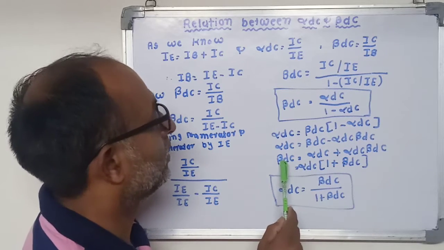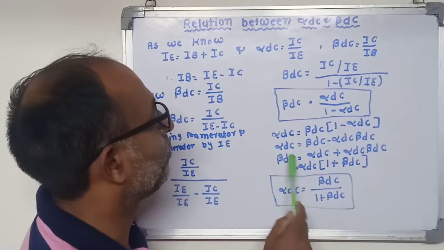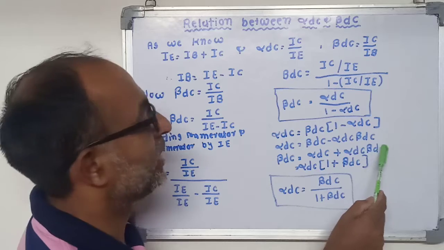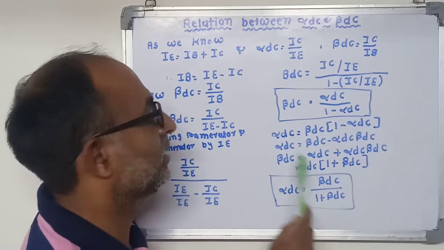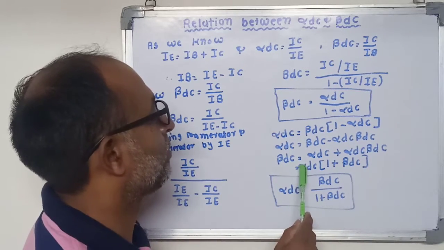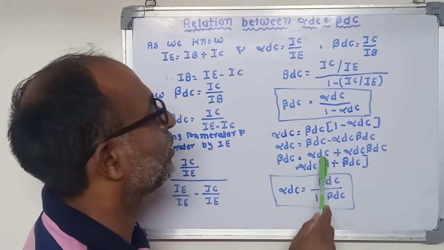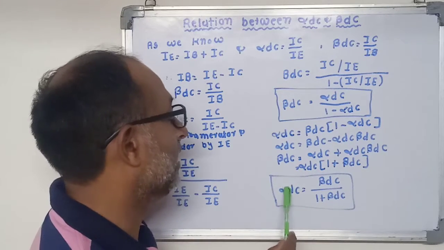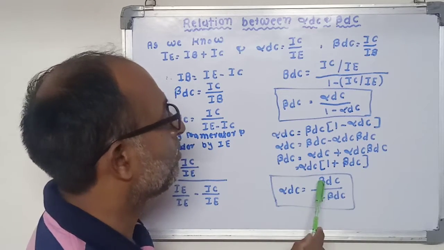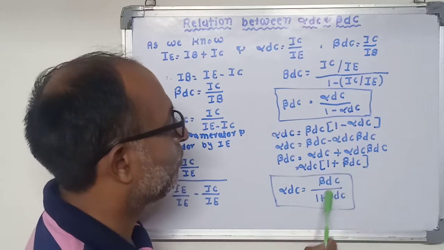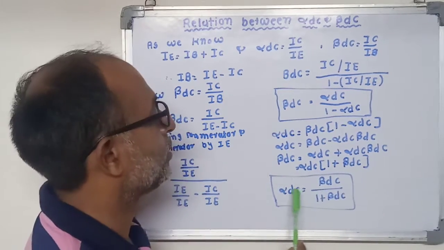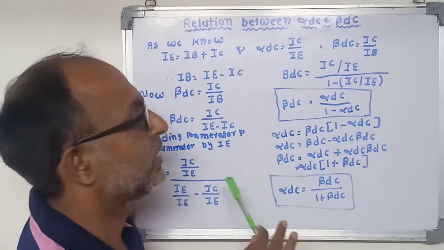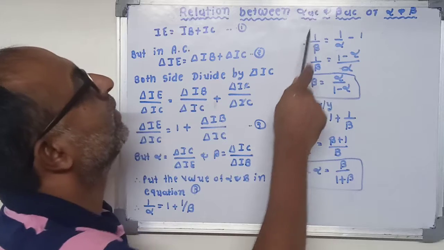So now alpha DC is equal to beta DC multiplied into the bracket, beta DC minus beta DC into alpha DC. So beta DC is equal to, we can write, alpha DC plus alpha DC into beta DC. Now alpha DC taken as common. So your equation becomes beta DC is equal to alpha DC into 1 plus beta DC. From this equation we can write alpha DC is equal to beta DC divided by 1 plus beta DC. So this is the relation between alpha DC and beta DC for DC.